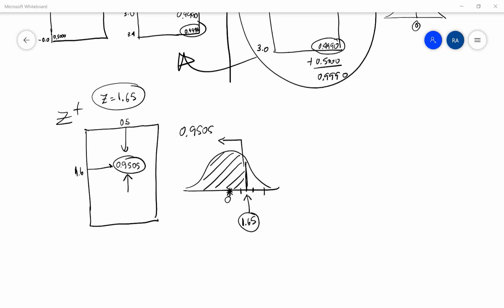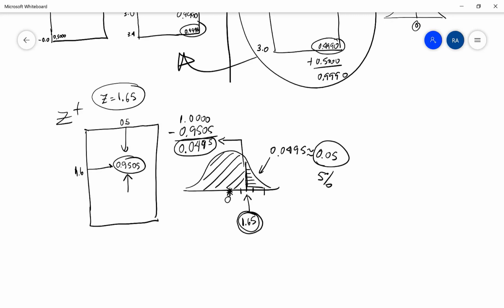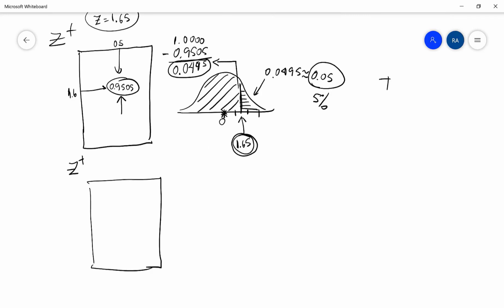Also, you can find the probability to the right by subtracting this area from 1. Then this area is exactly this one. This area is 0.0495, which could be rounded to 0.05. It means that 5% of the population have a z-score above 1.65. These are the type 1 problems. Given a value, given a z-score, we need to find the probability either to the right or to the left.